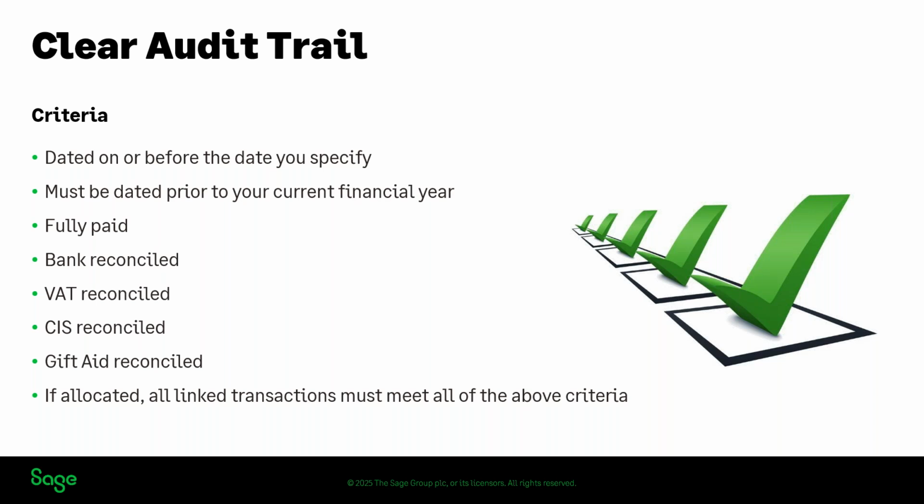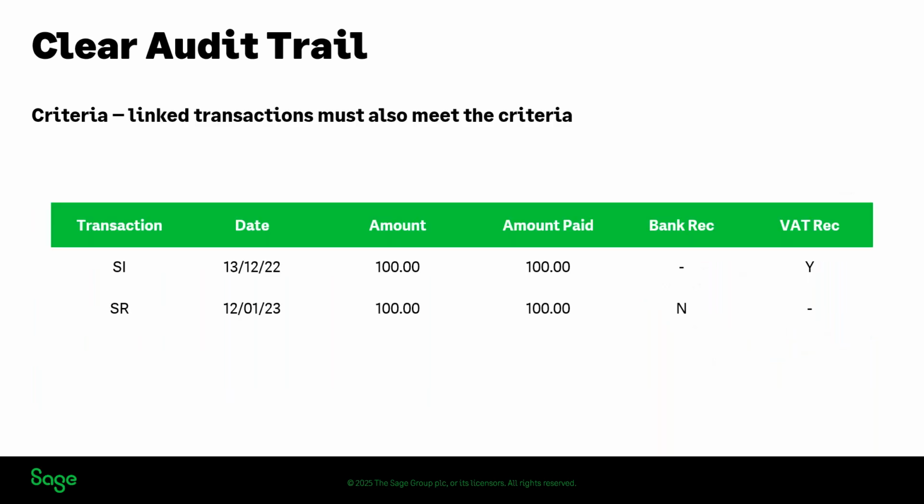Now, I've got an example just to try and explain what I mean by that. So here we've got an invoice in this example, which is dated in December 2022, just for £100. It's flagged as being paid. It's not a bank transaction, so it doesn't need to be bank reconciled, but we're going to say it's VATable, and it's actually flagged as being VAT reconciled. Now, the corresponding receipt on the same customer account is dated January 23. Again, £100. It's not bank reconciled, doesn't need to be VAT reconciled.